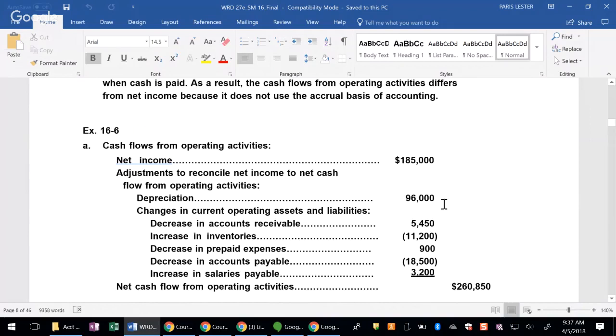Okay, so take your net income, add your depreciation of 96, decrease in accounts receivable is a plus, increase in inventories is a minus. You're putting money out for inventory. A decrease in prepaid is a plus. A decrease in accounts payable is a minus. You're paying your bills. Increase in salaries payable is a plus. You're borrowing money even from your employees. And the answer was 263,850. And that's where we were. That is the operational part of a cash flow statement. Indirect method.